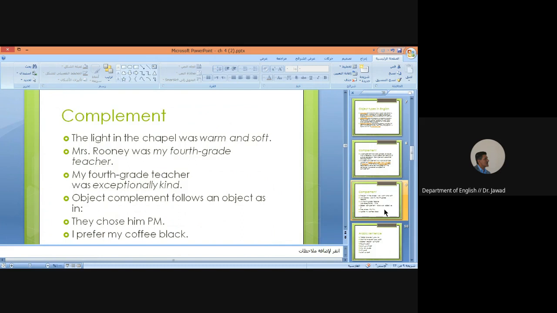Now, my fourth grade teacher was exceptionally kind. Exceptionally kind describes the teacher, which is the subject. Another type is object complement. And again, this complement follows an object. And let us see the examples.